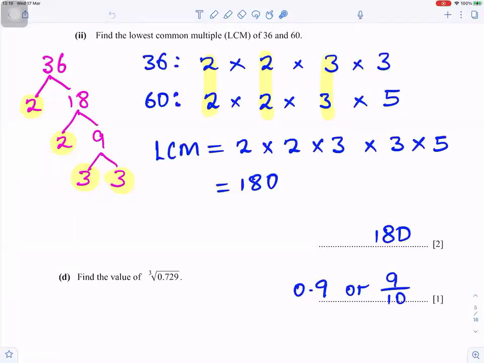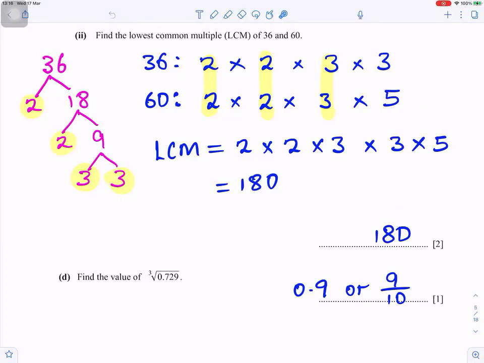Find the lowest common multiple of 36 and 60. So use a factor tree to write the prime factors of 36. So that will be 2, 2, 3, 3. And we know the prime factors of 60. So we compare them now. There's 2 in both of them. There's another 2 in both of them, and there's 3. So we multiply those: 2 times 2 times 3. And then we multiply by the rest: times 3 times 5. That gives you 180. So the lowest common multiple is 180.